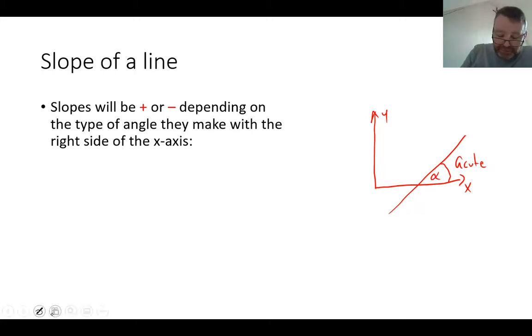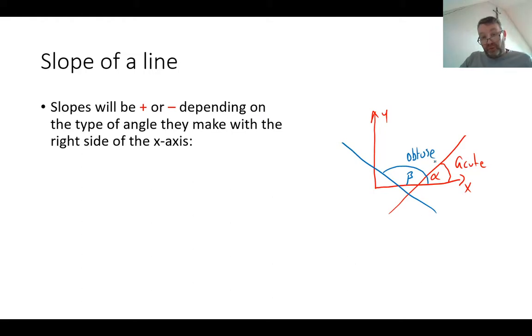And let me take another line here. Let's do it in blue. And let's run it this way. Now, it has an angle on the right hand side. Let's call it beta. That happens to be obtuse. So therefore, if a line makes an acute angle with the positive side and right hand side of the x-axis, its slope is going to be positive. So in here, this acute angle will give a positive slope. If the line runs through the x-axis and makes an obtuse angle with the right hand side of the x-axis, then the slope here will be negative.